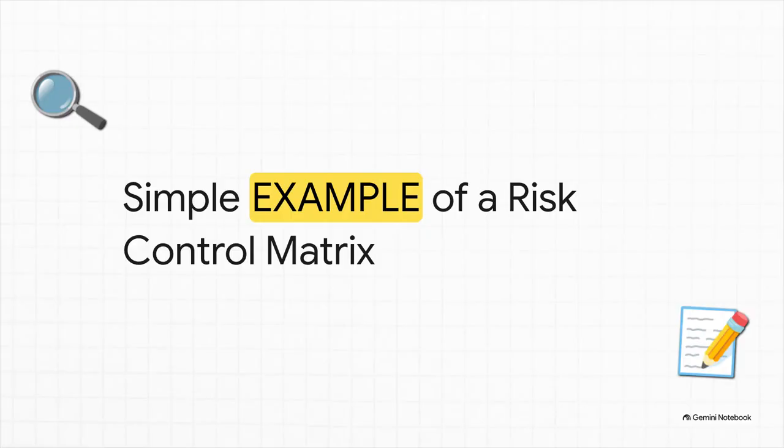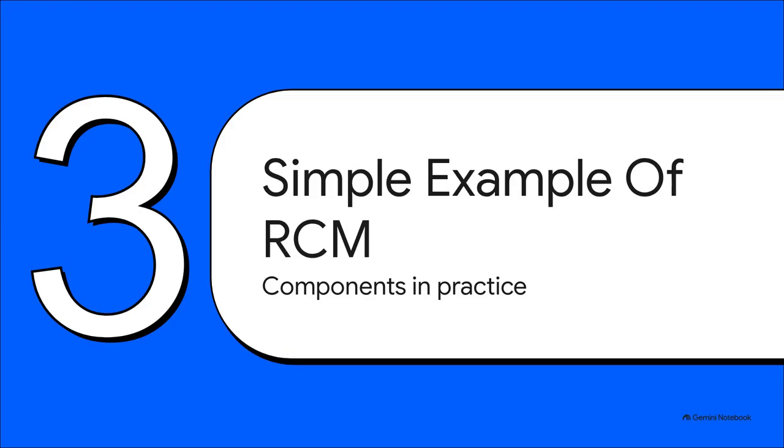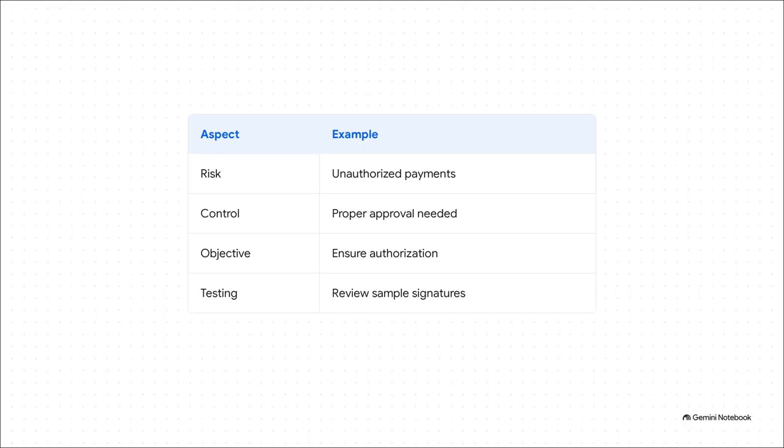All right, let's look at part 3, a simple example of a risk control matrix. Section 3, Simple Example of an RCM, applying the components in practice. I am super excited for this part, because this is where all that theory becomes reality in a real-world scenario. This is exactly the kind of thing you'll be doing at your desk during an actual audit engagement. This perfectly illustrates the whole concept in action.